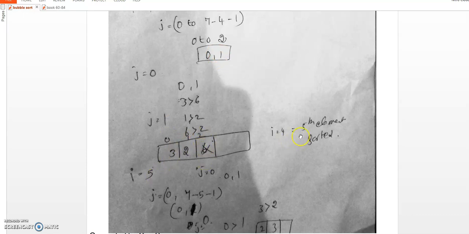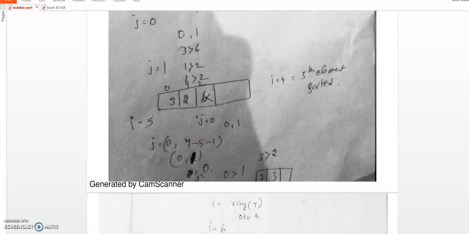Then when i equals 4, the fifth element is sorted. Then when i equals 5, j varies from 0 to 1, and 0 to 1 means it will take only the value 0. The 0th value will be taken and compared with the first value. So what is the 0th value? It will be greater, so it will be swapped.